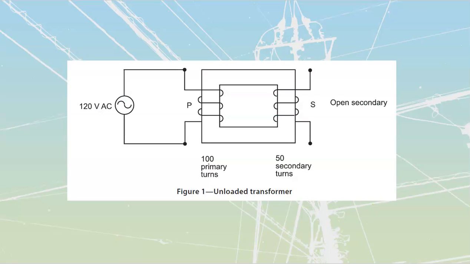That's going to be the very first thing that we're going to do. And then we're going to go and examine the transformer loaded. And at the end of that, we just have to be able to sum it all up in a couple of sentences: what happens when we put different types of loads on there.